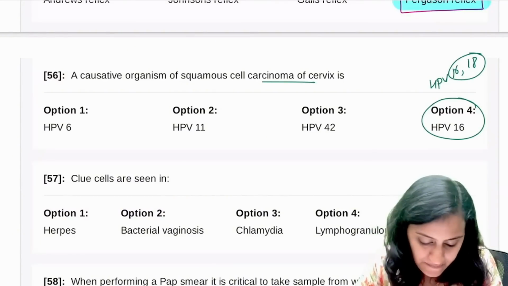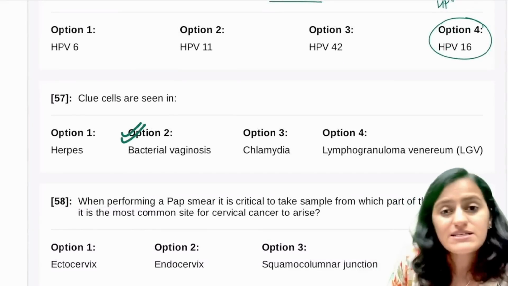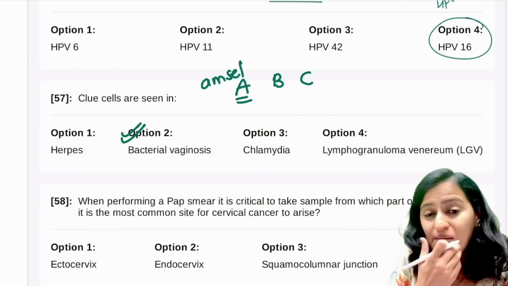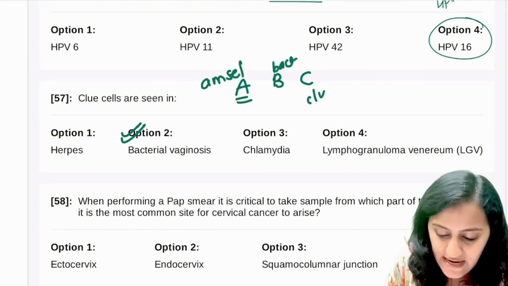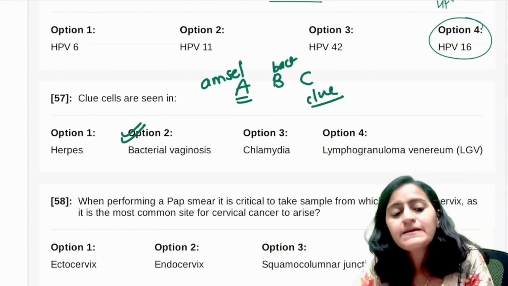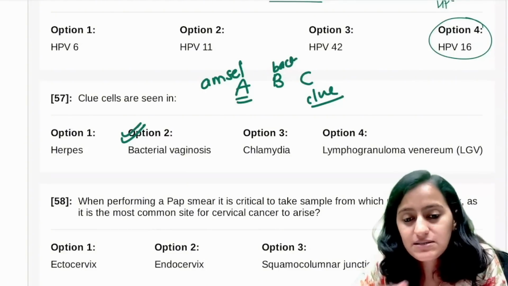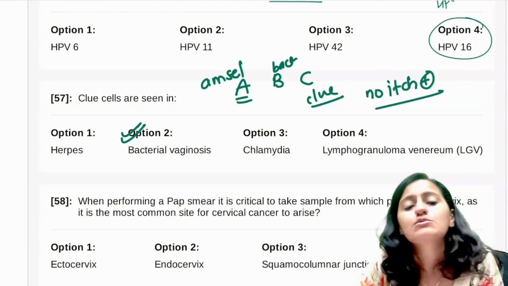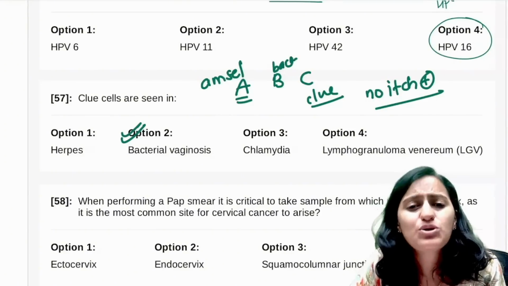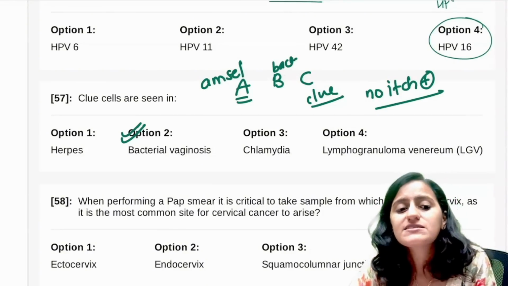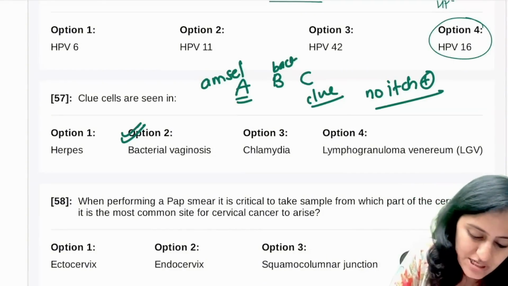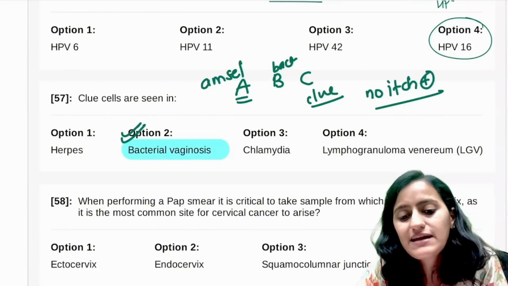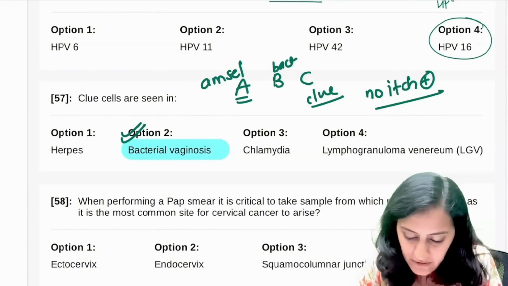Clue cells are seen in bacterial vaginosis. Remember, ABC. Amsel's criteria is for bacterial vaginosis. Clue cells are seen in bacterial vaginosis. Remember, no itching, no inflammatory cells, no WBC, वो जो हमने सीखा था. It is just the alteration of the normal flora. There is no itching present in bacterial vaginosis. There can be a fishy odor, right? The whiff test can be positive, right?